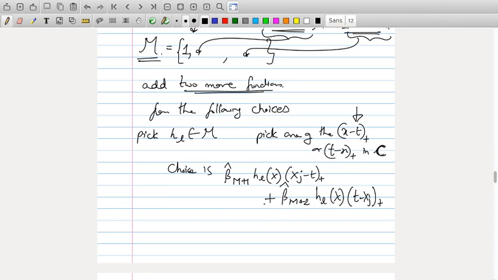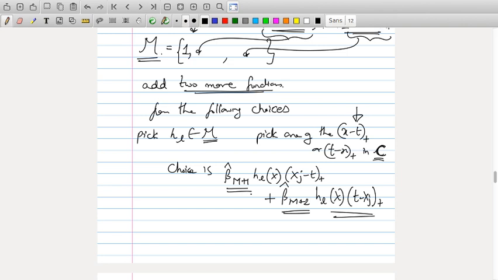So this is your choice. For every function in my set, in my script M set, and for every function in the set C, I'm just going to consider functions of this form, which is just products. They're just products: HL times one side of the hinge function and HL times the other side of the hinge function, weighted by some constants. And now again I have so many choices.